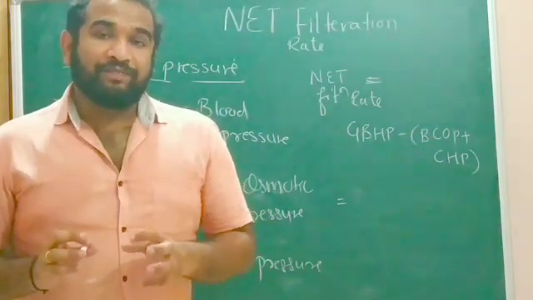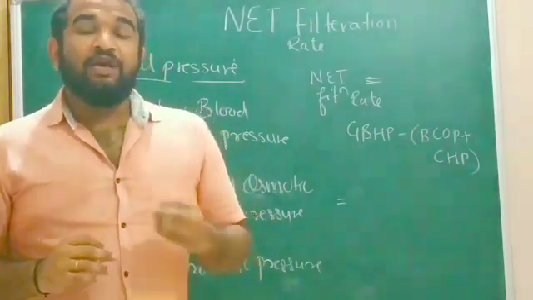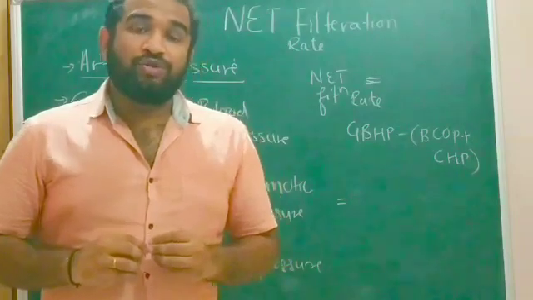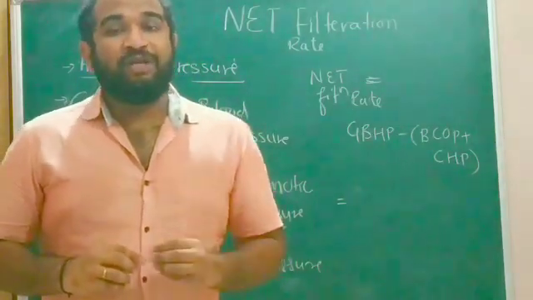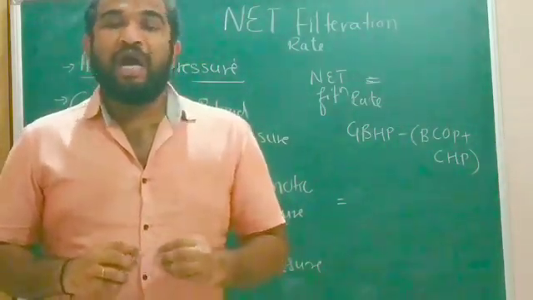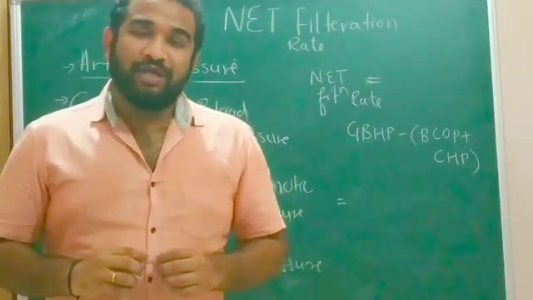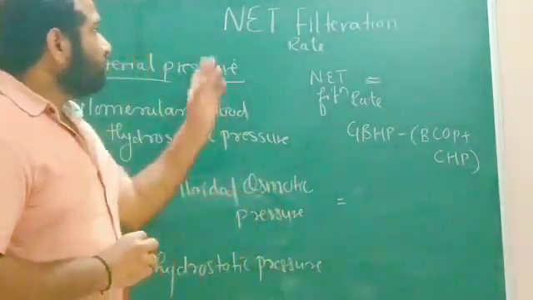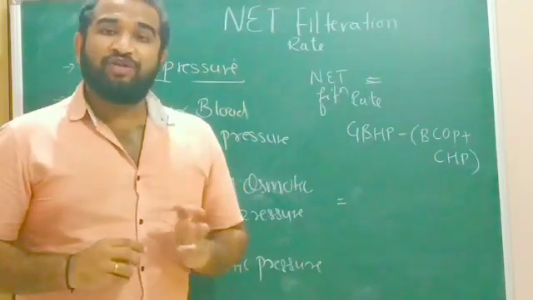From the collecting duct it goes to the duct of Bellini. From the duct of Bellini it goes to the renal pelvis. From the renal pelvis it goes to the ureter, and from the ureter it goes to the urinary bladder. So now, what is basically net filtration rate?